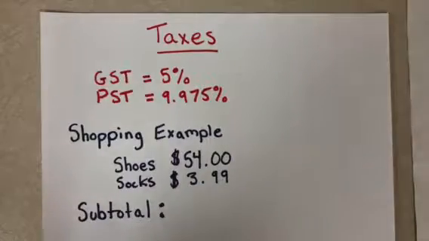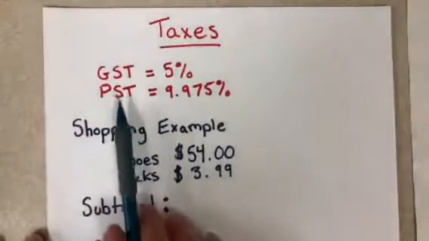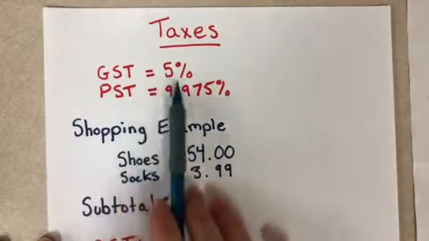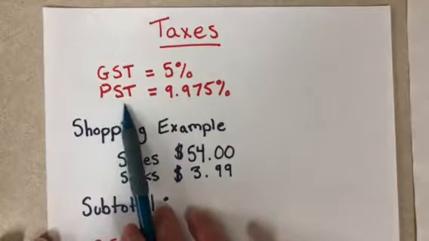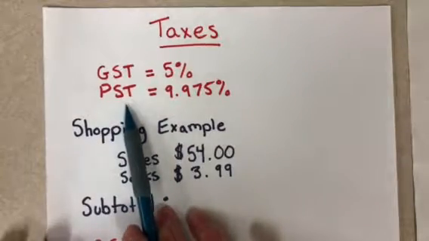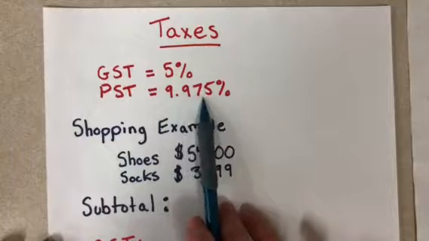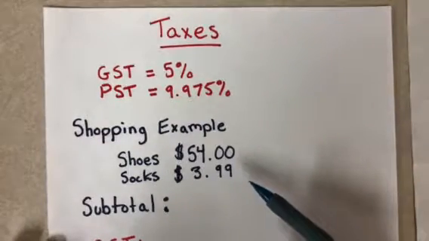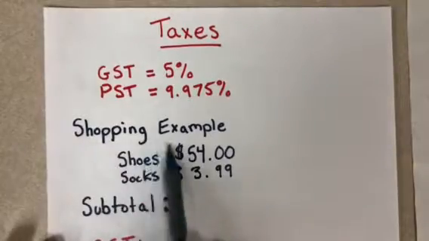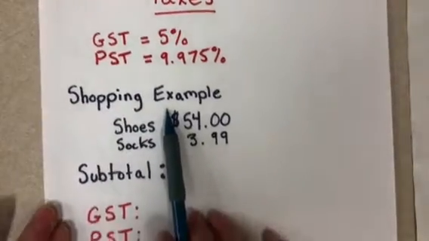How to calculate taxes. Now in Quebec, we pay two types of sales tax. We pay the GST, which is 5%, which is called our goods and services tax, and PST, which is our provincial sales tax, which is 9.975%.